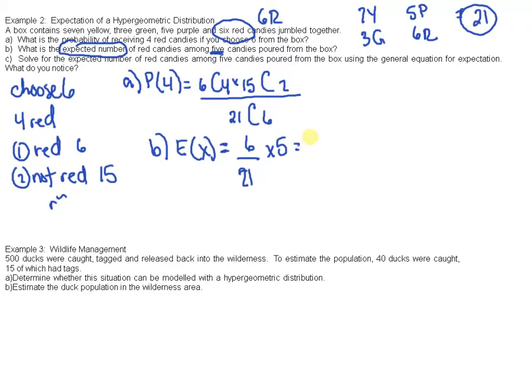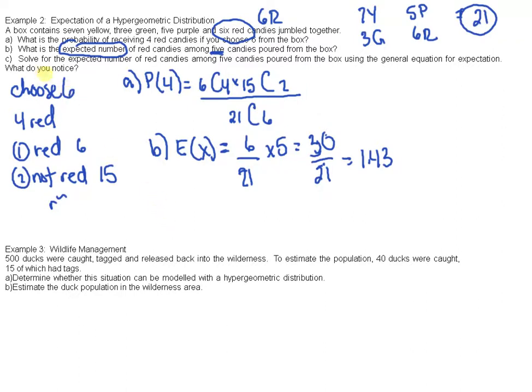So the expected number is 30 out of 21. And if you do the math, 30 divided by 21, 1.43. Okay, so you're expected to choose 1.43 red candies out of a possible 5 that you choose.